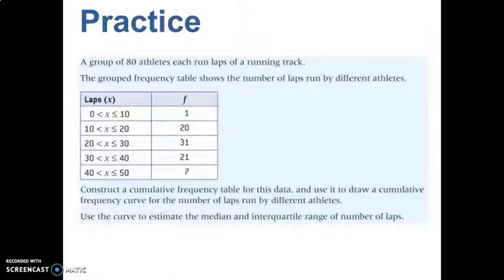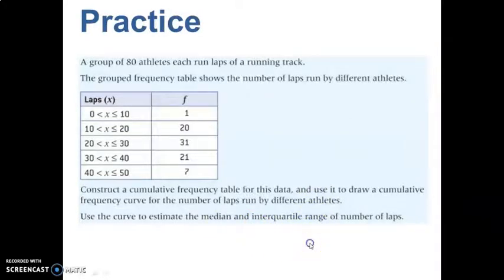Okay, let's practice a little bit. Here we have a group of 80 athletes, who each run laps of a running track. The group's frequency table shows the number of laps run by different athletes. For example, 0 to 10 laps were run by one athlete, and 10 to 20 laps were run by 20, and so on. Construct a cumulative frequency table. Once you have that, from the table, acquire a median, a Q1 value, and a Q3 value, in order to be able to find the interquartile range.